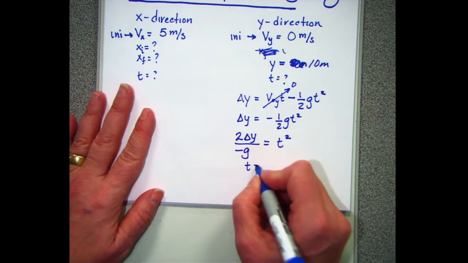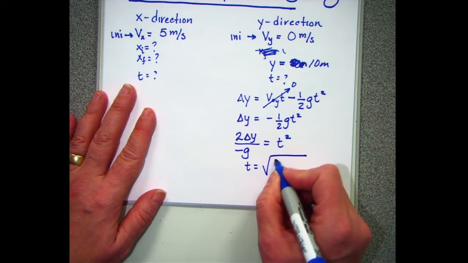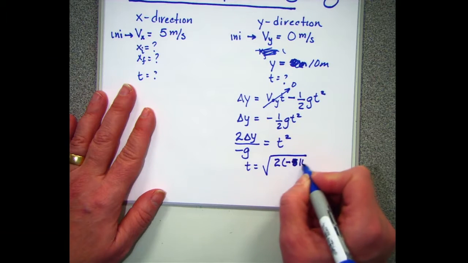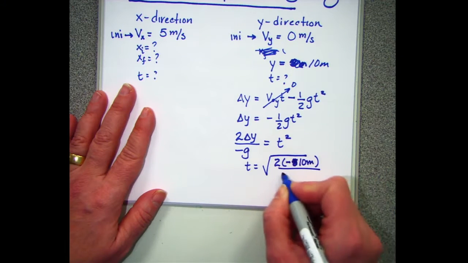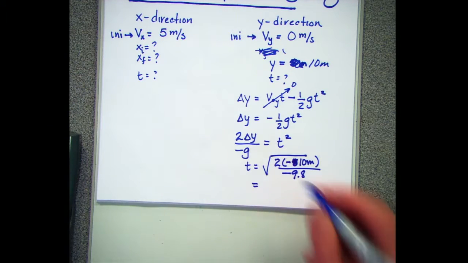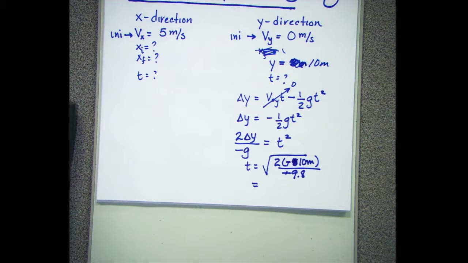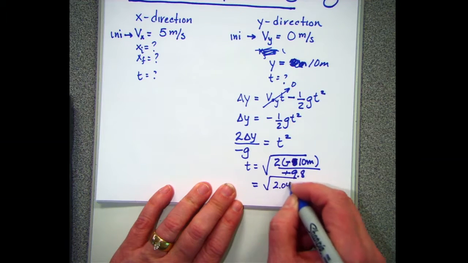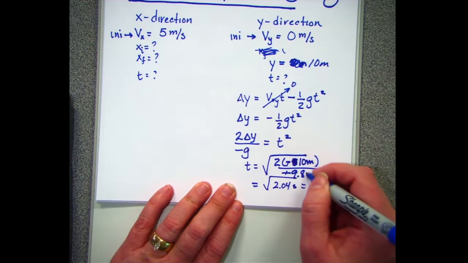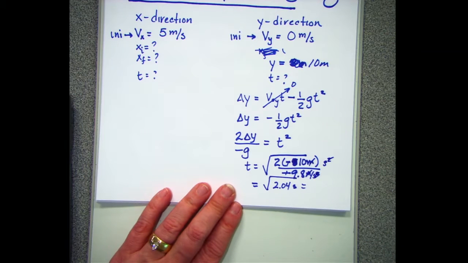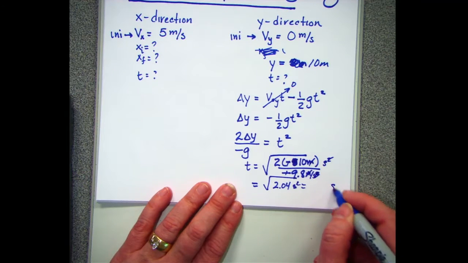Or I've got time is going to equal the square root of 2 times minus 10 meters divided by minus 9.8. If I put that in, my negatives cancel out, which is a good thing since I'm under the square root. So I got 20 divided by 9.8. This gives me the square root of 2.04, and this is in meters per second squared. Meters cancel, my second squareds end up on top, and I end up in seconds. So life is good.